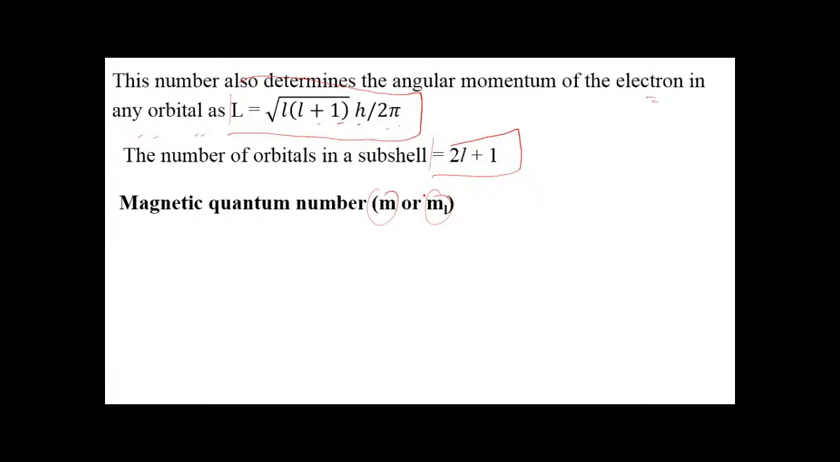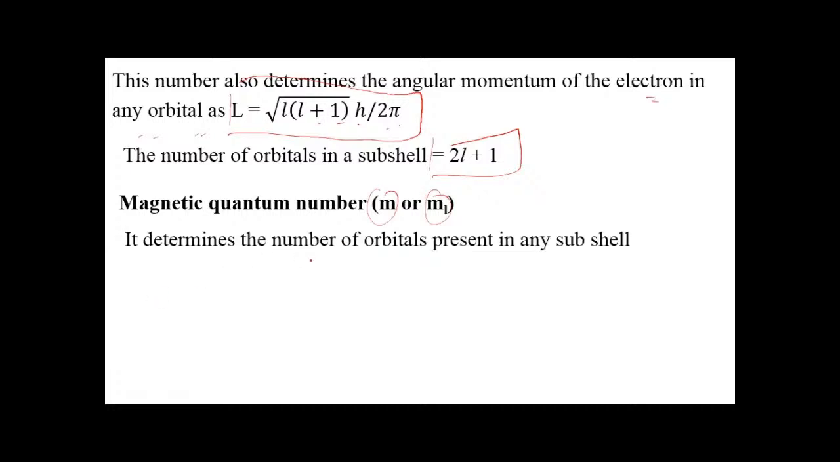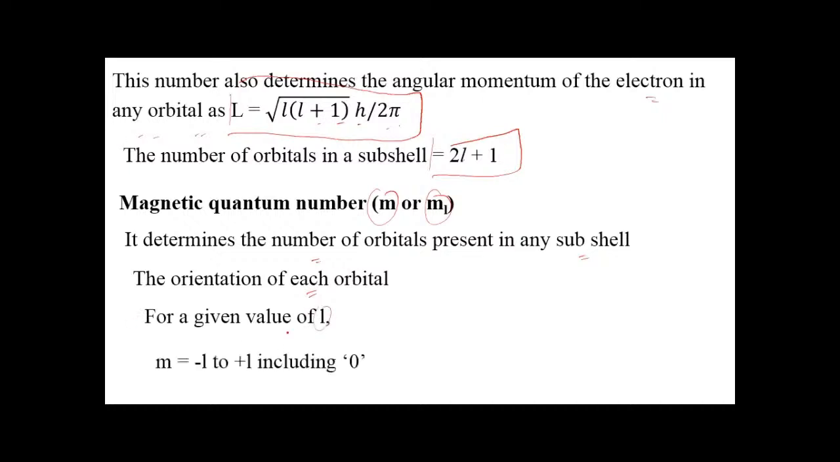It determines the number of orbitals present in any subshell, the orientation of each orbital, and for a given value of L, the value of m is from minus L to plus L including 0.